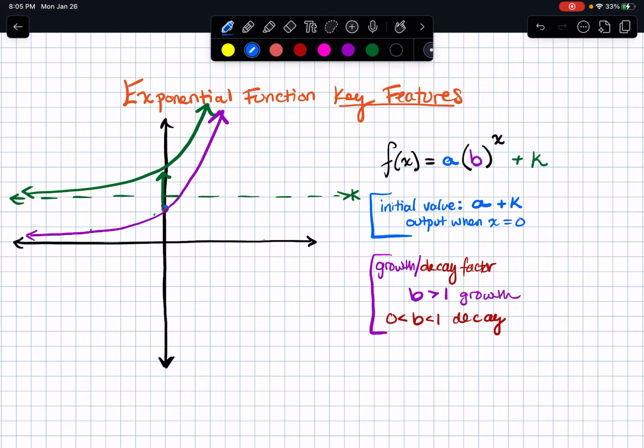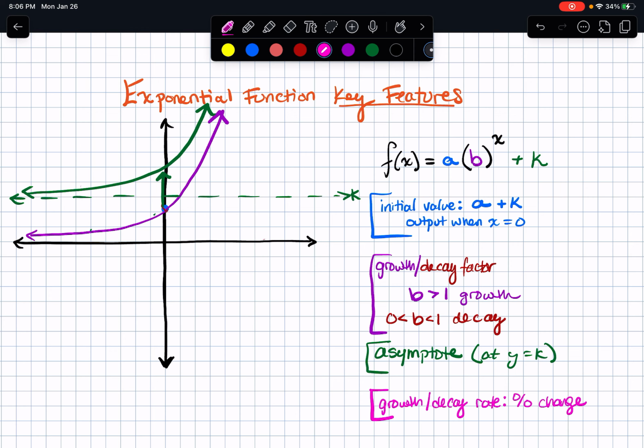Actually, one more piece of vocab, and then let's look at some concrete examples. We have initial value. We have our asymptote, and this is at y equals k. And then, in addition to a growth and decay factor, we also have a growth or decay rate. So growth or decay rate is if we describe our growth or decay in percent change.